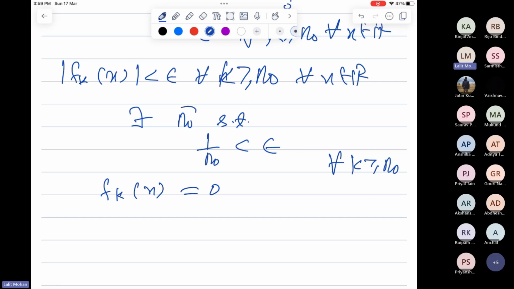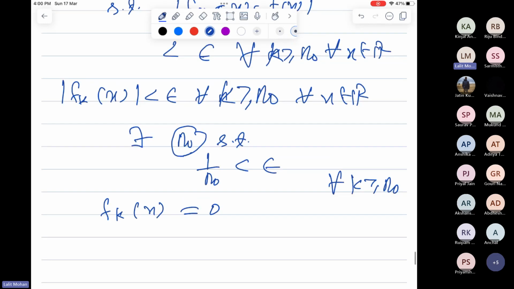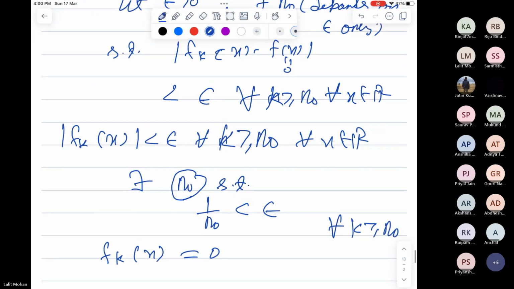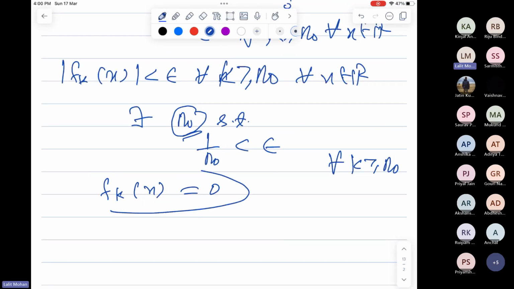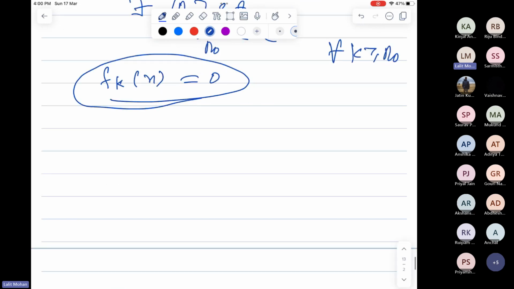First we have an epsilon in our hand. Then using Archimedean property, we will find a natural number n naught such that 1 by n naught is less than epsilon. Okay. Now I will show that modulus of f_k(x) is less than epsilon for all k greater than or equal to n naught. So if x is less than 0, then f_k(x) is 0.